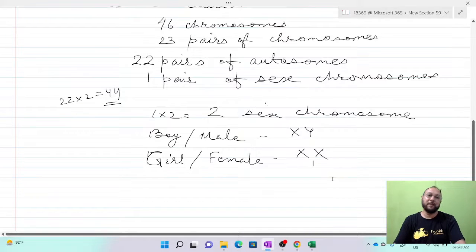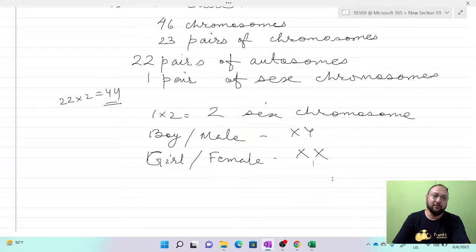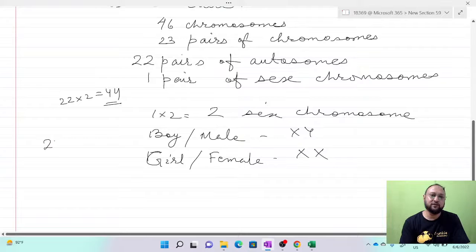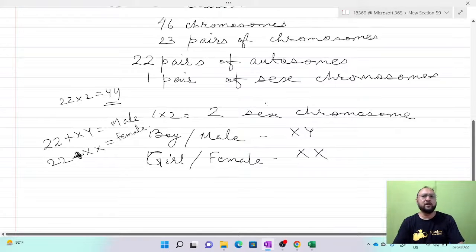If it is a male, a man, then it will be XY chromosome, and if it is a female, girl or woman, then it will be XX chromosomes. So 22 plus. What will happen for a boy during the fertilization, and after the fertilization, the formation of zygote, there will be 22 plus XY for the male, and 22 plus XX will be the female. Okay, so this is how the sex is determined. Now how is this XY combination achieved in the case of human beings?